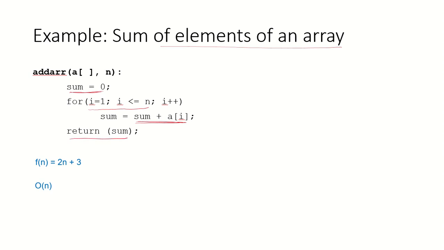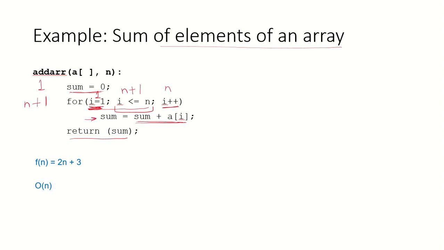If we compute the growth rate, you can check one of my earlier videos to see how to compute it. This assignment takes 1 step, this increment would happen n times, and this comparison would happen n plus 1 times. Let's take the maximum of all these, so it's n plus 1.